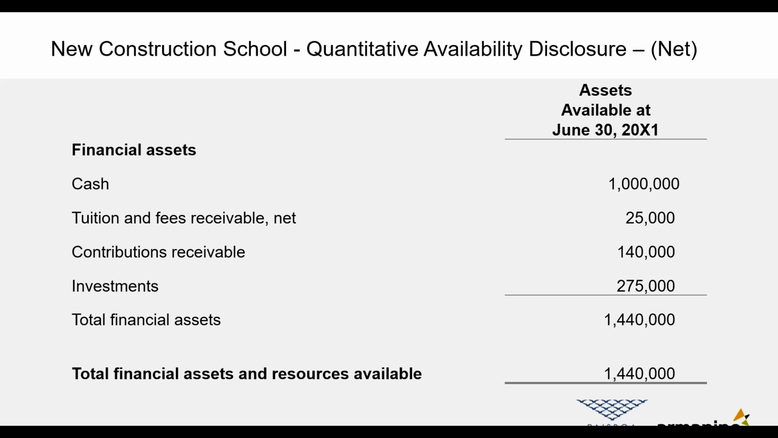Take that to your board. See if that's how you want to present. Start having those liquidity conversations now with your board. In your February, March, April board meetings, really start talking about, is this the way we want to qualify our financial position? Is this our quantitative disclosure?